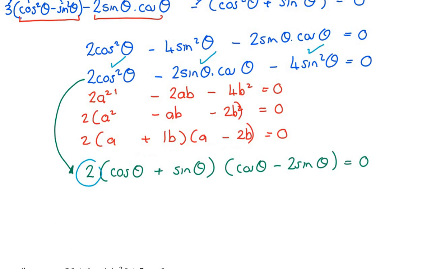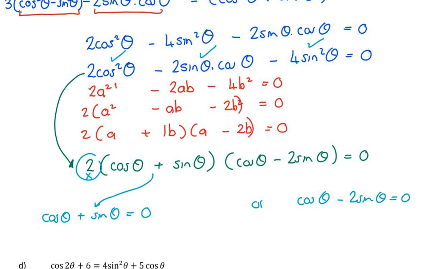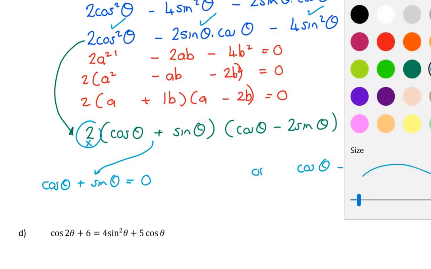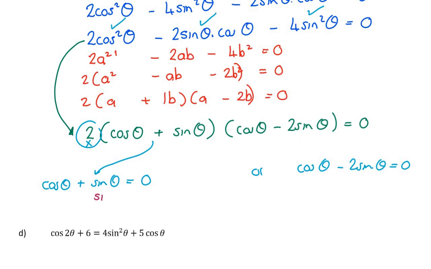Now this is a lovely question to ask, because basically this 2 can never be 0, so that's not a factor. But cos theta plus sin theta could equal 0, or cos theta minus 2 sin theta could equal 0. Now this is going to probably land up with 2 tan equations, because I'm quite used to these now. It's 2 terms, it's sine and cos are the same thing. So I would say sin theta equals negative cos theta. I would divide by cos theta, and I'll get tan theta equals negative 1.